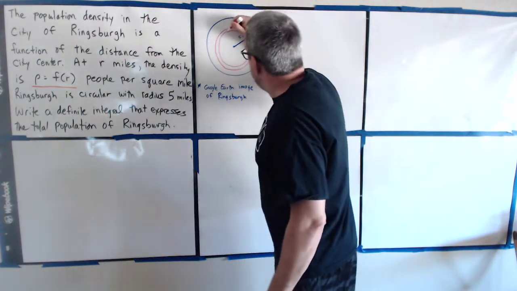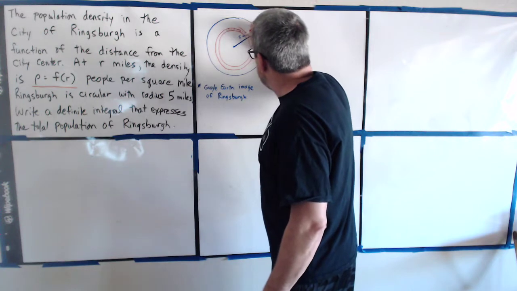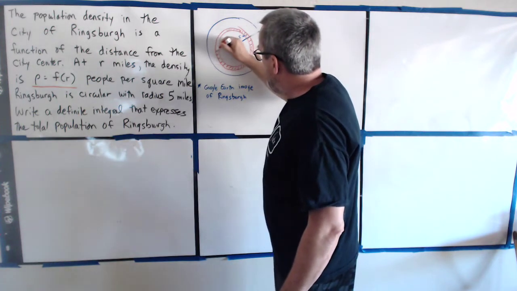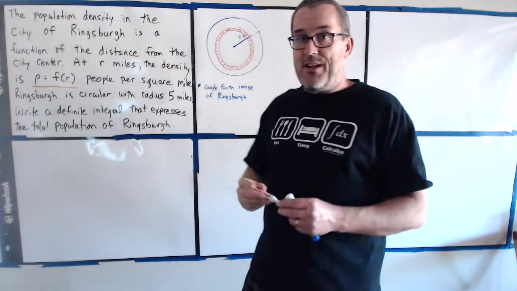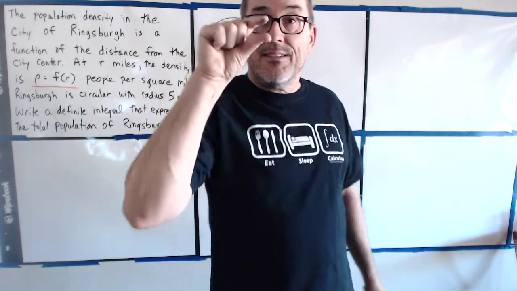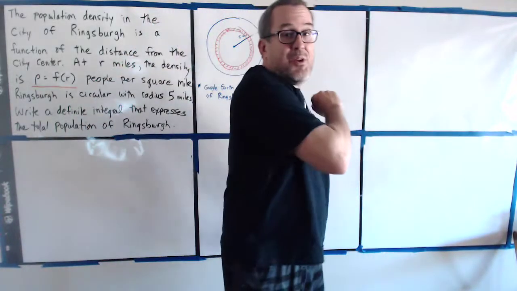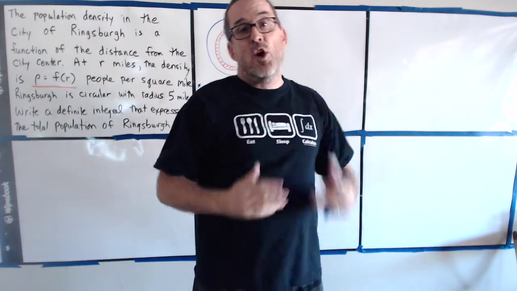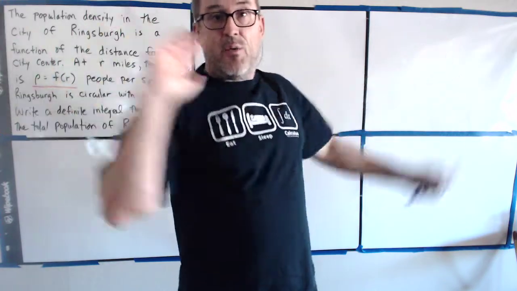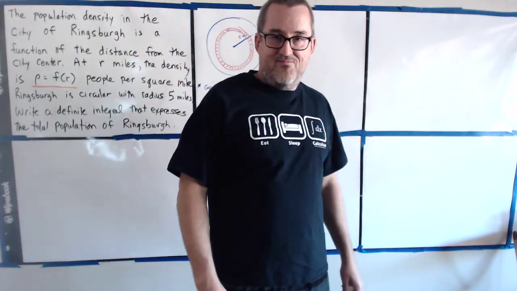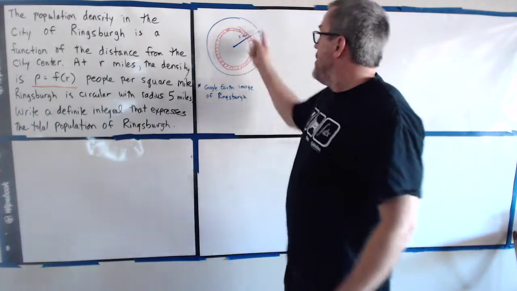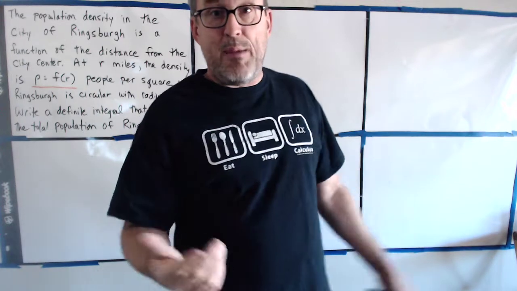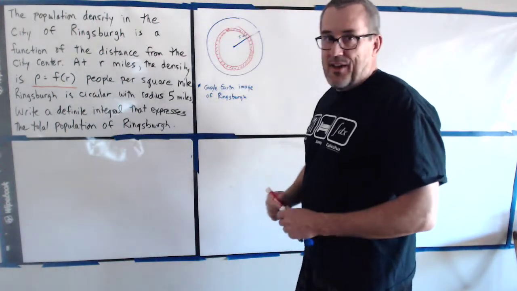So I know I'm drawing it like a washer or something, but what I want you to think about is that inside this infinitesimally thin ring, the population density is in theory the same because it's infinitesimally thin. That's the beauty of calculus. When you can think about infinitesimals, when you can think about infinities, we can do marvelous things. And so inside of that red ring, the population density is all the same.